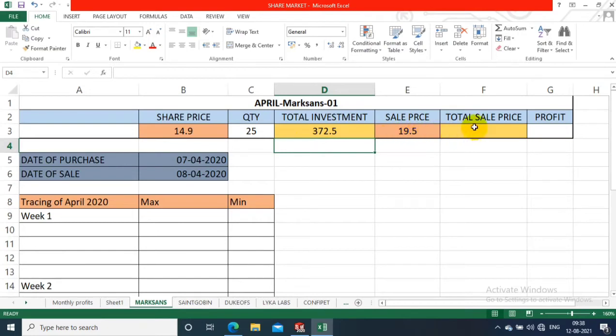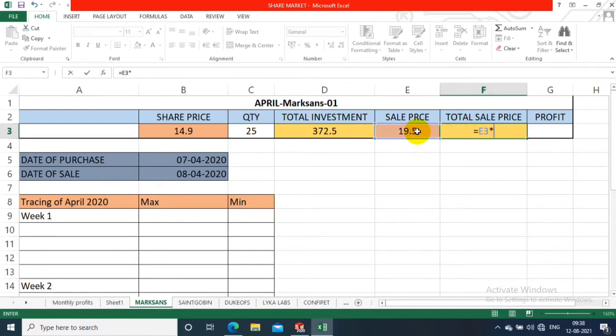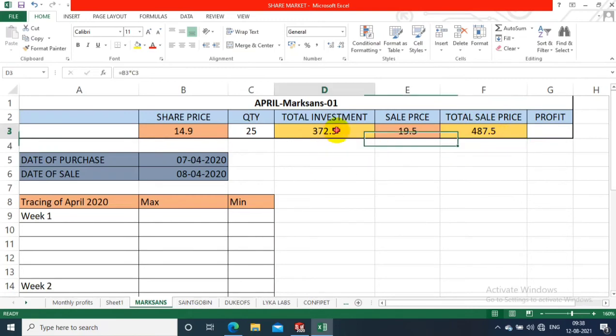Likewise, you have to calculate the total sale price. Just select equal to and select E3 into C3. So this is how we are going to automate the multiplication in between the cells.